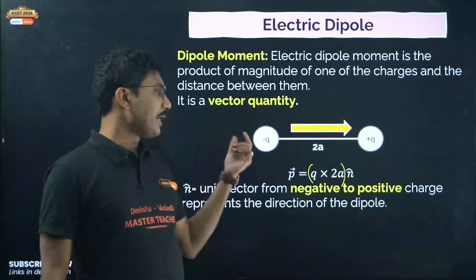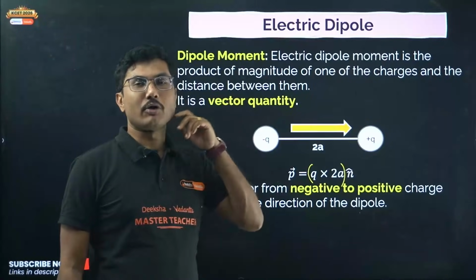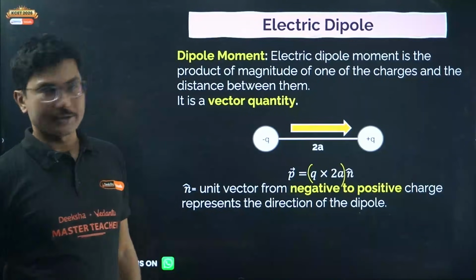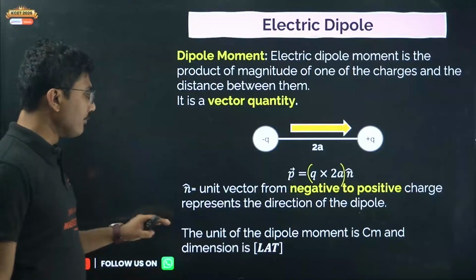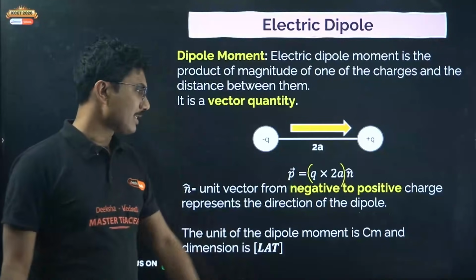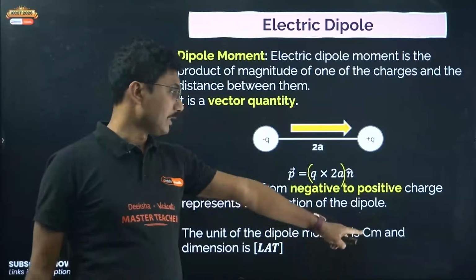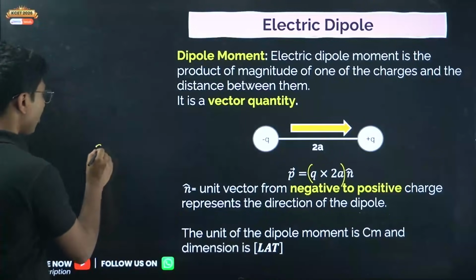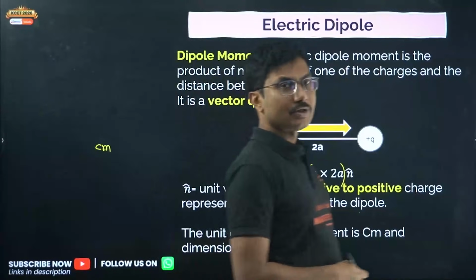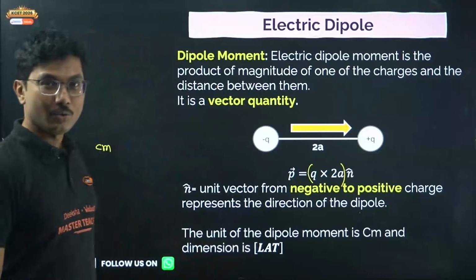So dipole moment always points from negative to positive of the charge. The unit of the dipole moment is Coulomb meter, not cm. Okay, not centimeter, it's Coulomb meter, capital C. Cm with small c small m is centimeter. Capital C small m means Coulomb meter.